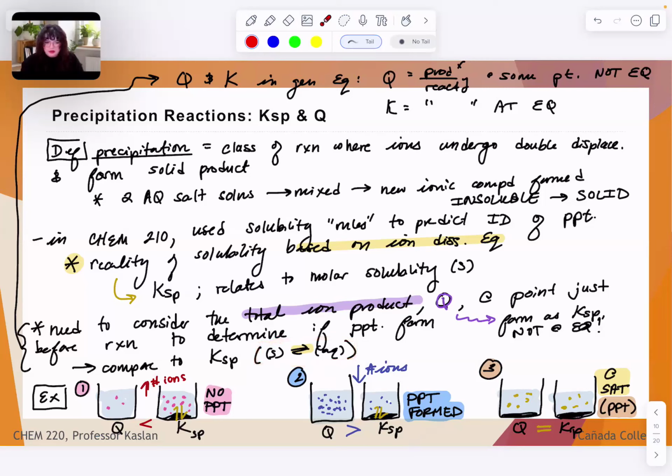So it is through these comparisons of Q and K that we can compare what's going on in our potential precipitation reaction by looking at the ion content before reaction has happened, but just after mixing, and then compare that to what we know about the cap on our total solubility product as given to us by our Ksp. So let's practice this.